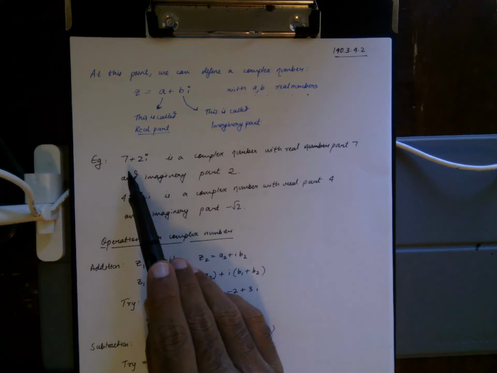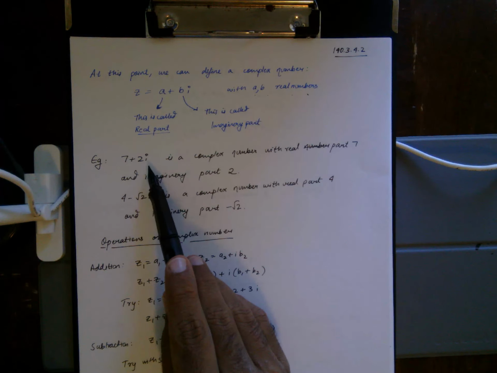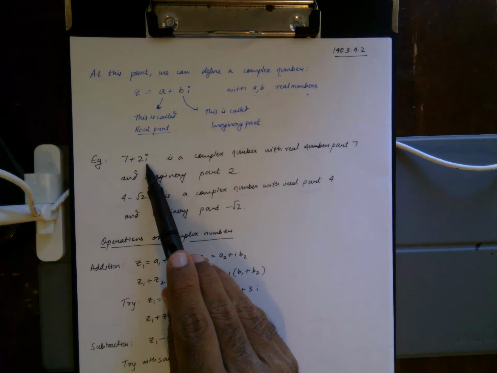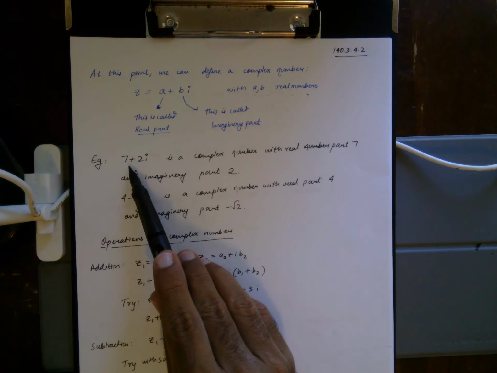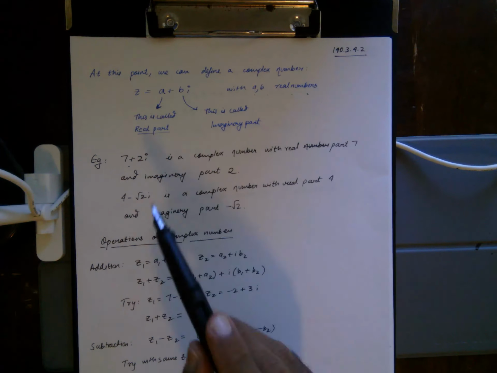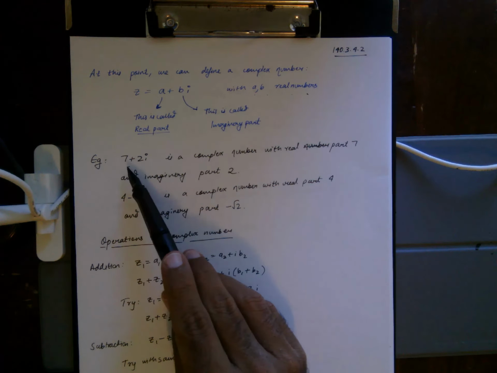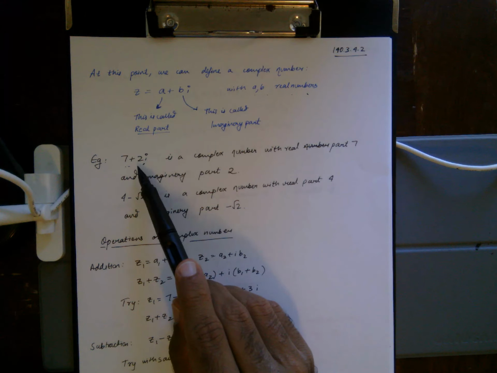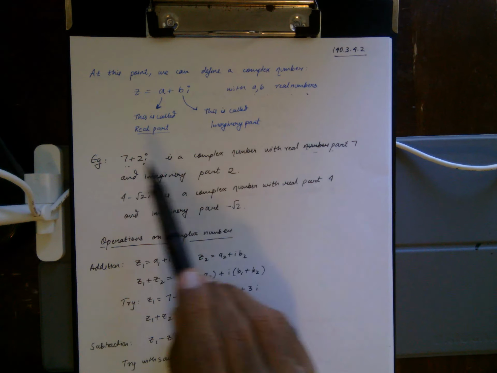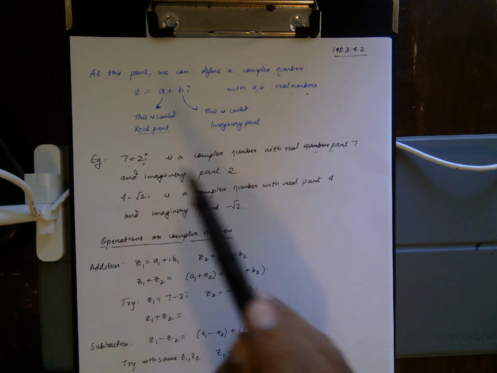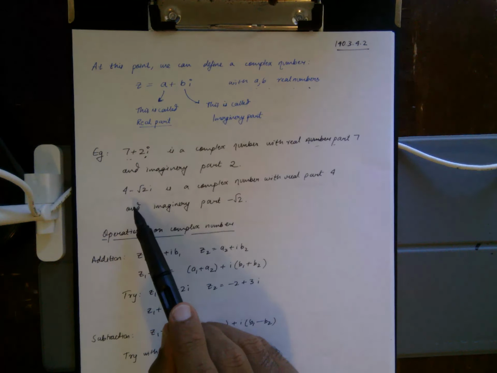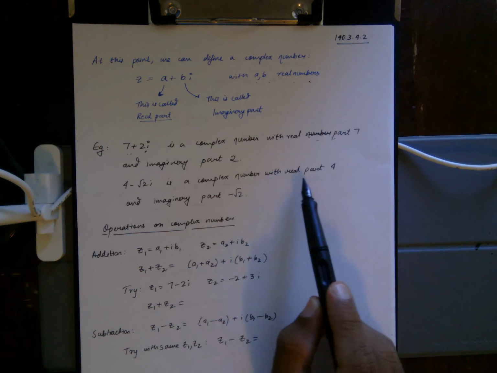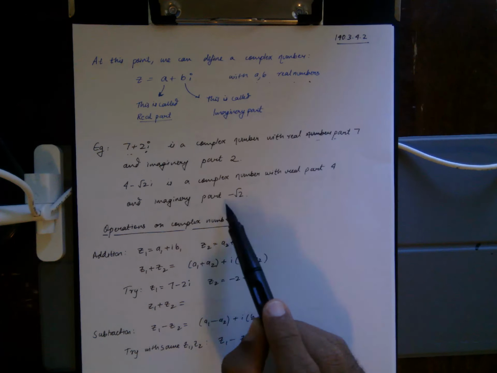For example, 7 plus 2i. You cannot combine them to make it 9i because 7 is a different number from 2i. In fact, it's a different type of number. 7 is real and 2i is imaginary. And we say this complex number has a real part 7 and an imaginary part 2. You can also have things like 4 minus root 2 i. Then it's a complex number which has real part 4 and imaginary part negative root 2.